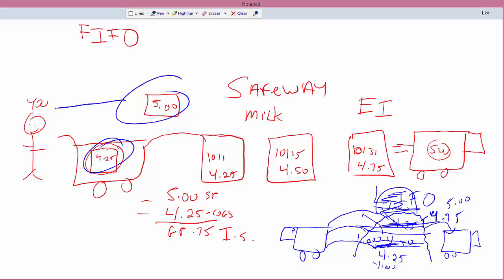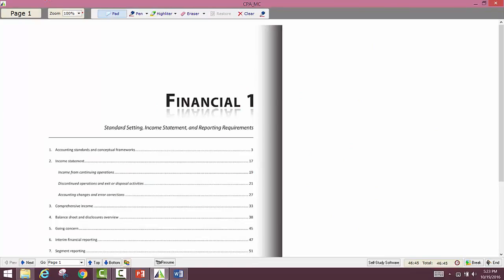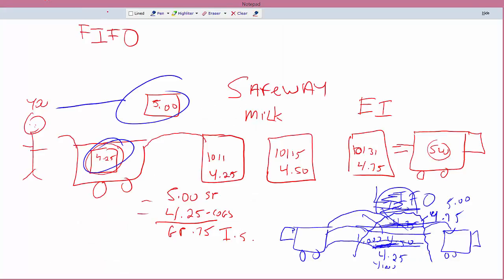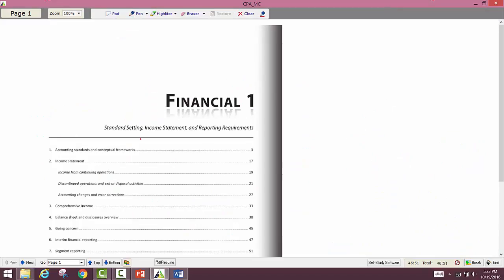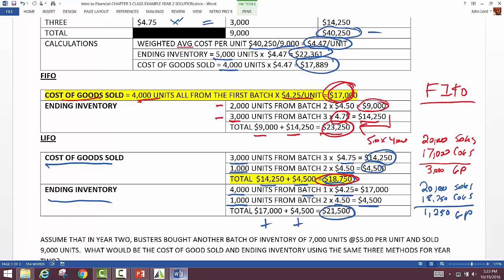Okay. So what happens when we have a period of rising prices, like we do in this example? I didn't want to go back here. I wanted to go back to here. Then what's going to happen? FIFO is going to show us a higher net income than LIFO, isn't it? So you're sitting there saying, well, then if that's the case, I want to use LIFO, right?